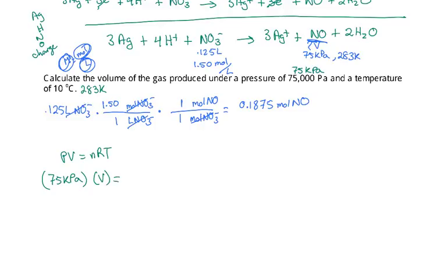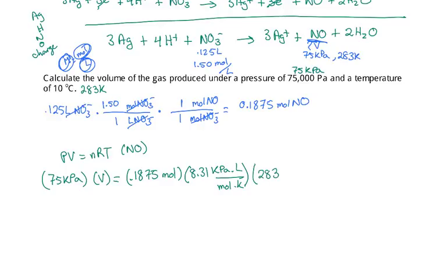And we have 0.1875 moles, and again, this is for NO gas. R, because our pressure is in kPa, we're going to use 8.31 kPa times liters over mole Kelvin. And my temperature is 283 Kelvin. And so my volume is going to be equal to 5.88 liters.